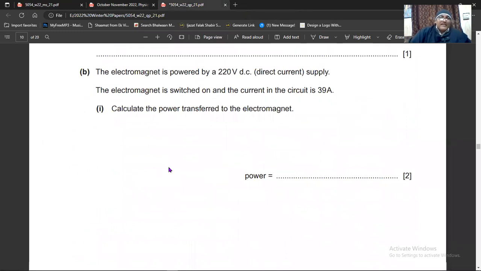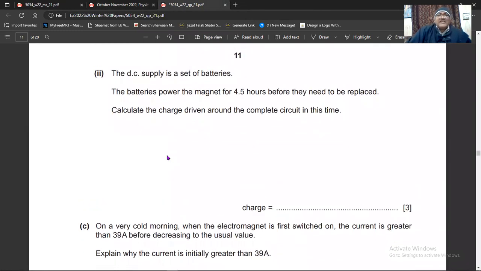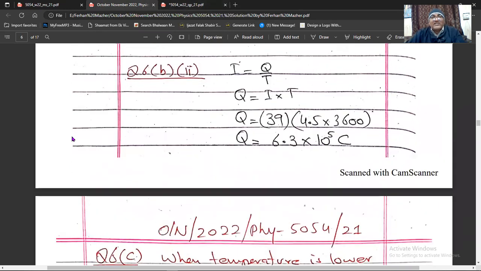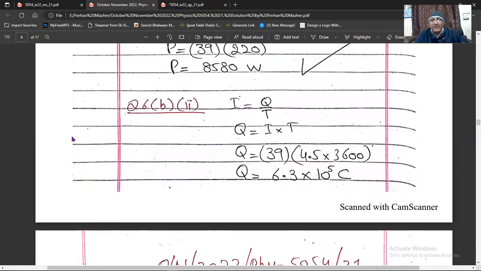Okay. Then we have the DC supply is a set of batteries. The batteries power the magnet for 4.5 hours before they need to be replaced. Calculate the charge driven around the complete circuit in this time. Okay, so I know the amount of current, I know the time. So I can tell you the charge: I is equal to Q by T. So the Q will be equal to I multiplied by T. I is 39 ampere and the time is 4.5 hours. To convert this into seconds, I will multiply it by 3600.